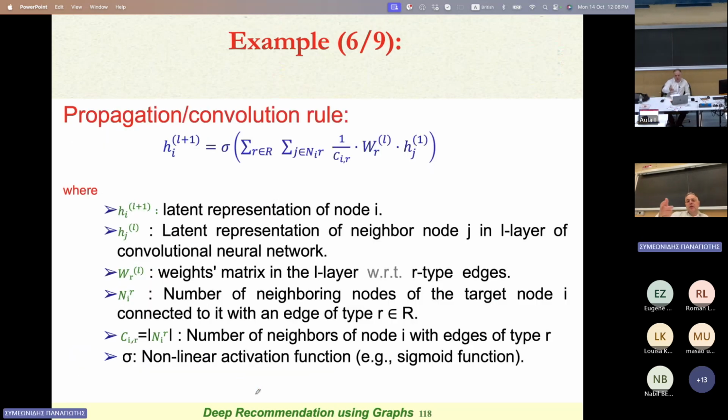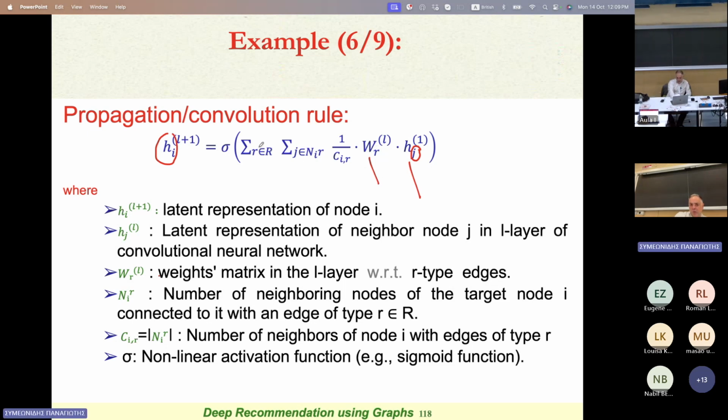And now here we can see our propagation rule. Okay, this is the equation that we use to propagate the information. As you can see here, they are all defined. We have this H, which we said is the latent representation of node I. We have the weighted matrix, the H representation of the target node. Sorry, this is the J node, an adjacent node of the target user.